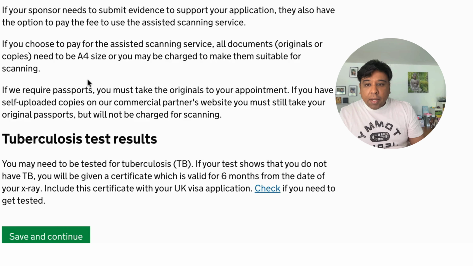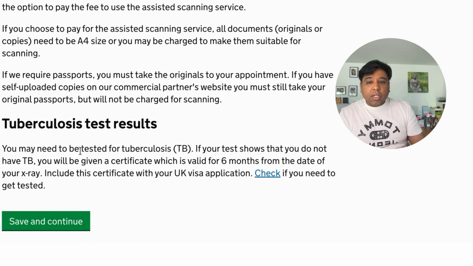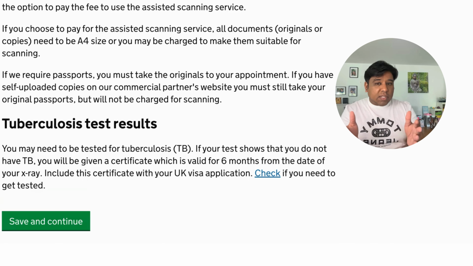And you will need to go through a tuberculosis test, extremely important, because you're coming from a country where tuberculosis exists. There is a list of the countries, and you're going to be staying in the UK for more than 6 months, which is because this is a visa for 2 years and 9 months. You must get yourself tested for tuberculosis from an authorized center.